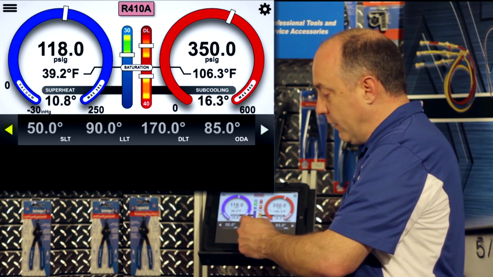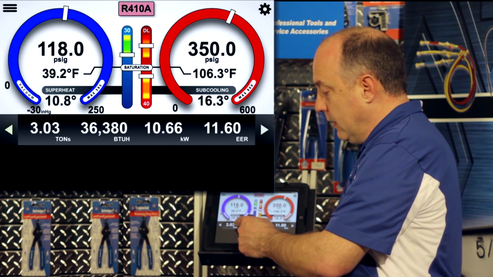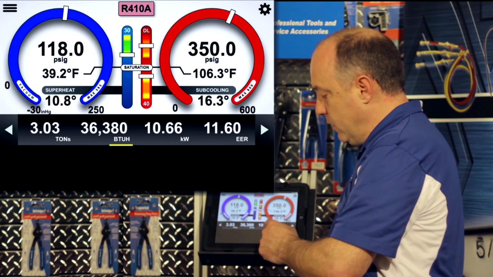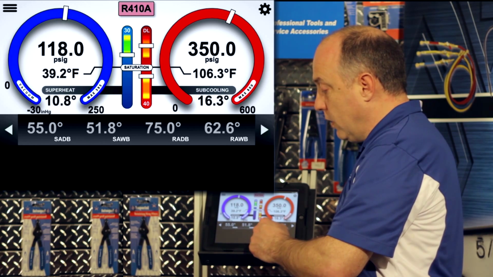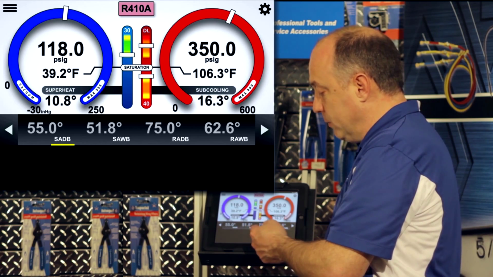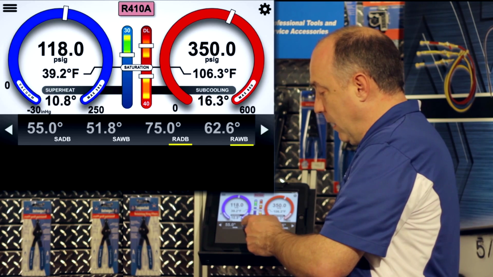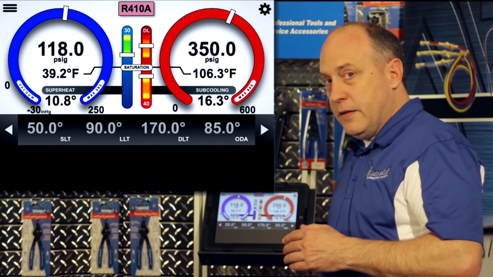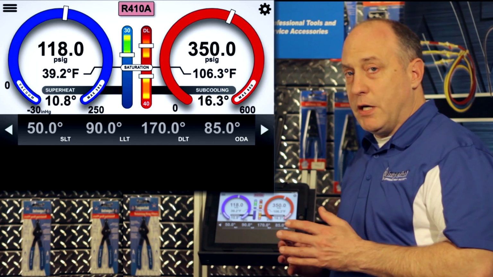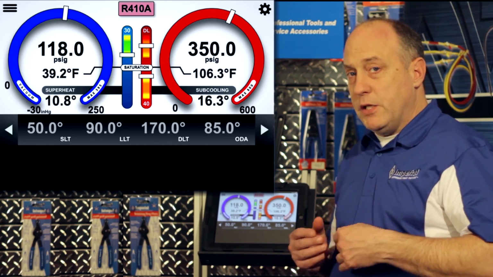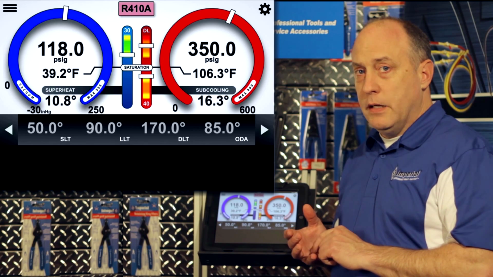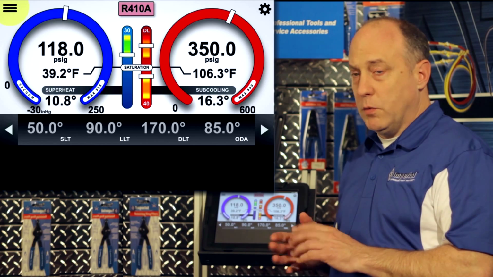Now I can scroll left or right, so I'm going to scroll to the left, and when I scroll I get my tons of cooling, BTUs, kilowatts, and EER. Scroll again, I have supply air dry bulb and wet bulb, and return air wet bulb and dry bulb. And then scroll again and I'm back to the suction line temperatures. These are all user inputs that came in off the demo data. These could also be user inputs that you put in, or this data can be coming wirelessly from the probes or from the wired probes, either one.